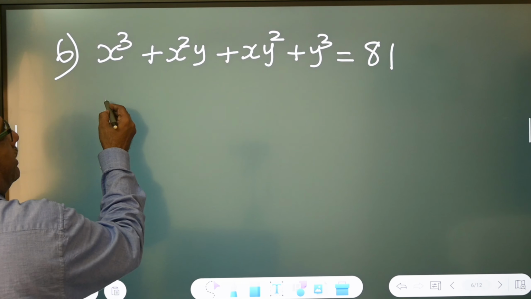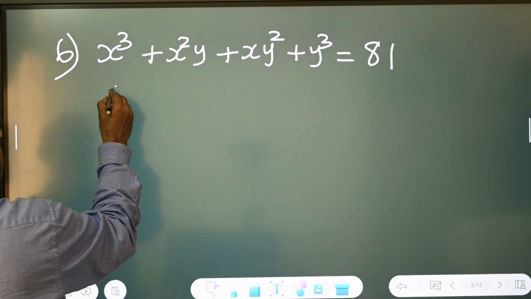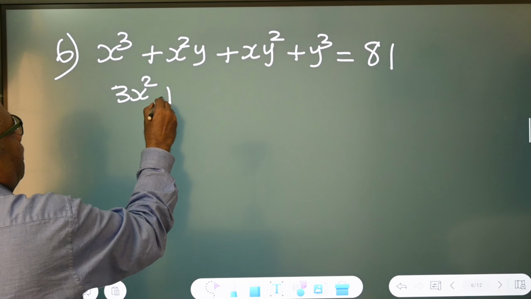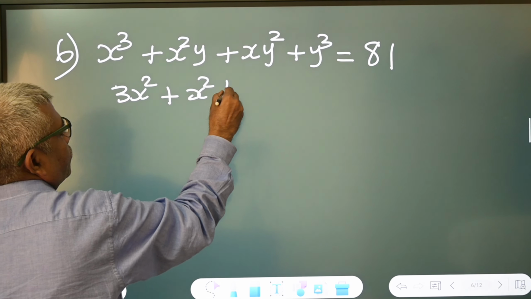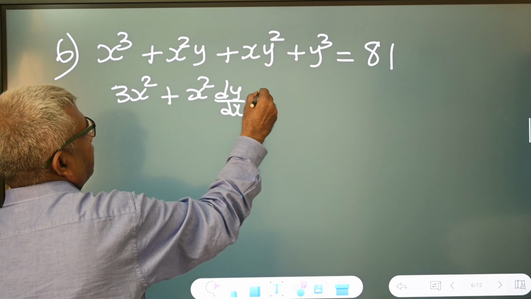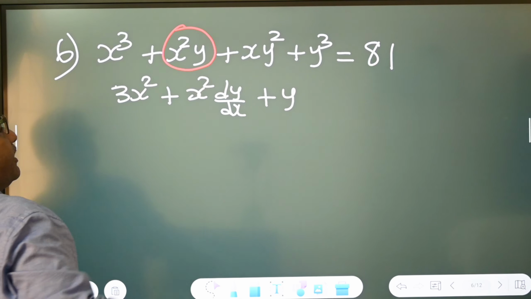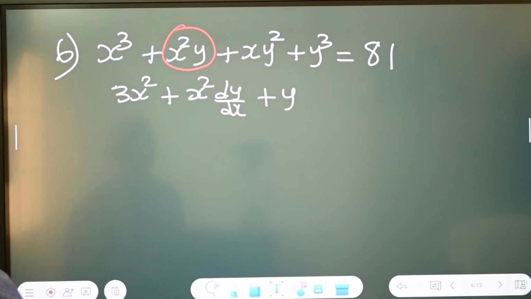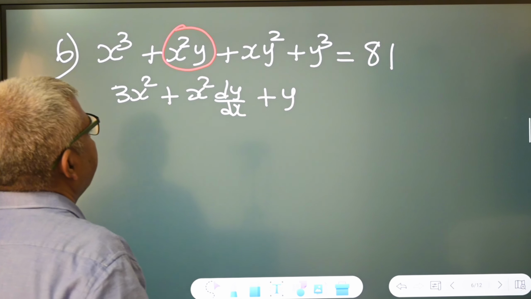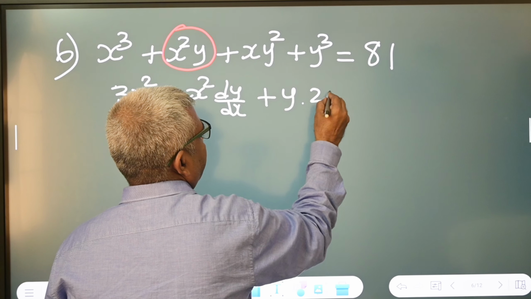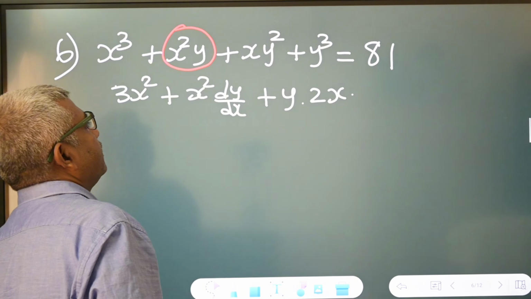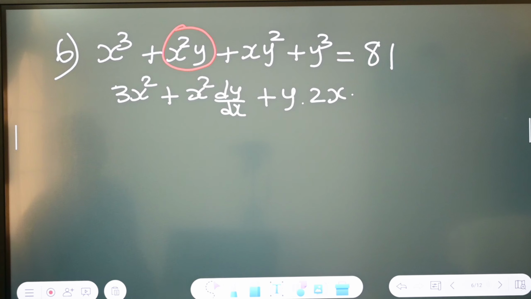Okay, differentiate, equal to 81. x cube is 3x squared, plus x squared y: x squared dy by dx plus y, I am differentiating this one. x squared dy by dx plus y, x squared if you differentiate, 2x. This part is over. You understand?